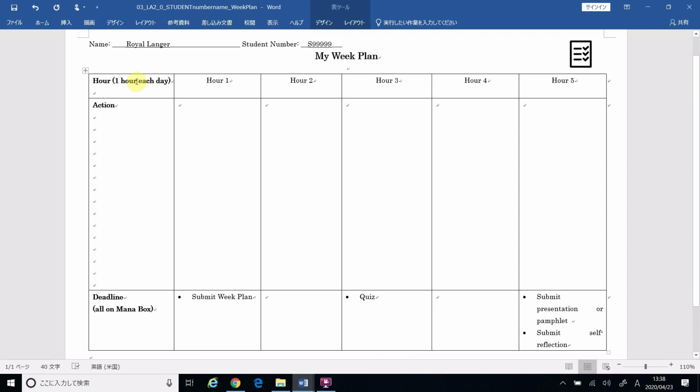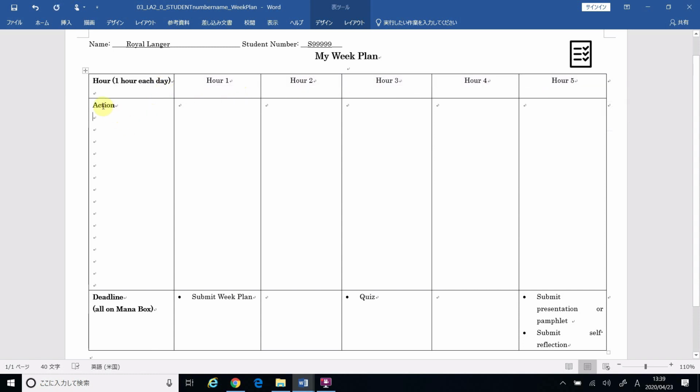Please don't try to do 5 hours in one day. It's not good. Instead, try 1 hour each day. So for example, if you start on Monday, hour 1 would be Monday, Tuesday, Wednesday, Thursday, Friday, like that.